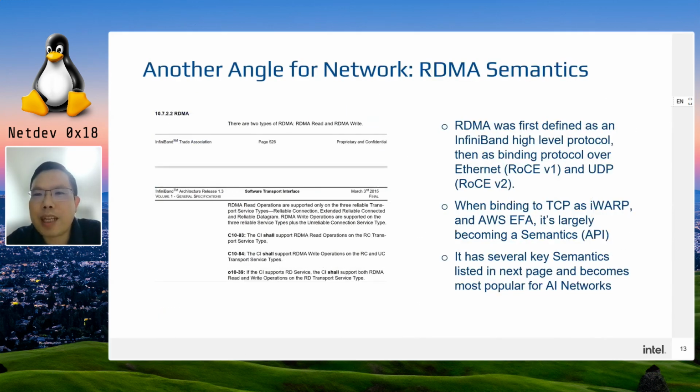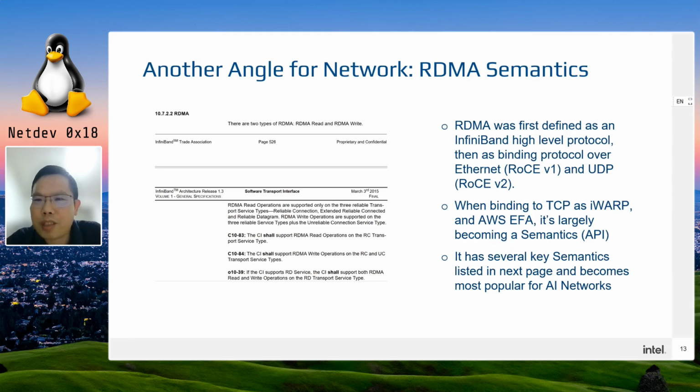Another example of network semantic is the RDMA semantic. If you Google RDMA semantic, you can probably already see some of the discussion about how this RDMA semantic was used, and also its advantages and disadvantages, etc.